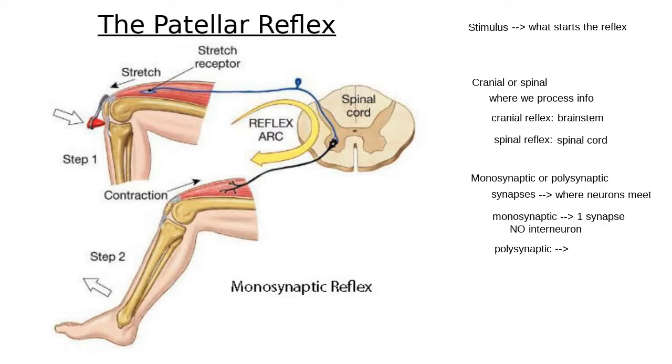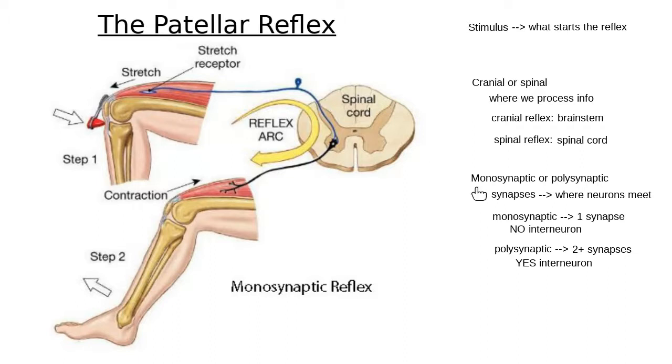Polysynaptic. What does that word polysynaptic mean? Yeah, poly means multiple. Poly means many. So we're going to have at least two synapses. It means that we do have an interneuron. We're going to say yes, interneuron. There is one. There's no interneuron in a monosynaptic reflex. There is an interneuron, at least one interneuron in a polysynaptic reflex.